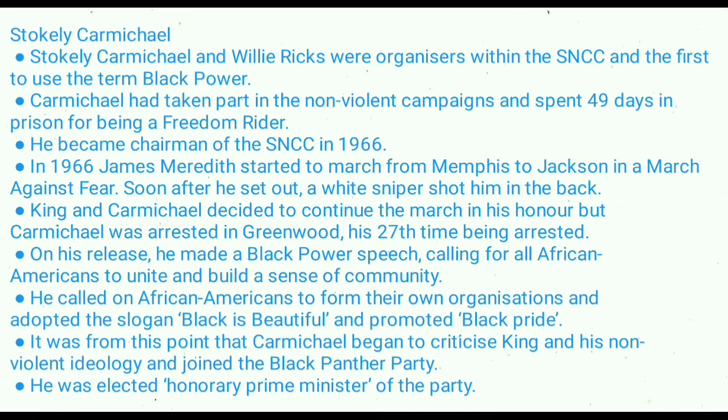being arrested. On his release, he made a Black Power speech calling for all African Americans to unite and build a sense of community. He called on African Americans to form their own organization and adopted the slogan "Black is Beautiful" and promoted Black Pride. It was from this point that Carmichael began to criticize King and his non-violent ideology and joined the Black Panther Party. He was selected honorary Prime Minister of the party.